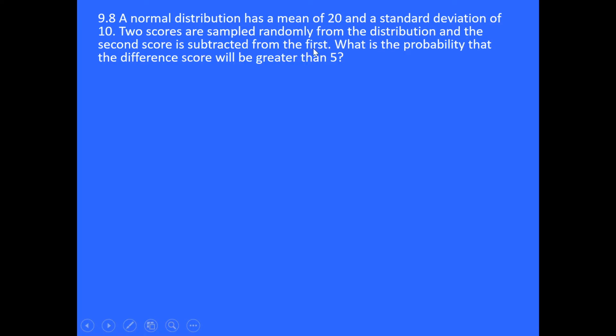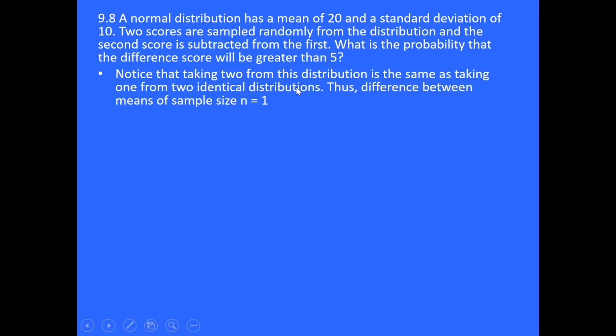So here, you should be thinking, aha, difference between means, because we're subtracting the scores. Even though it's just a sample, and it's just a single score, it's still the same sort of thing. So what is the probability that the difference will be greater than 5? All right. Okay, so notice, this is one way to think about this. Imagine instead of having one distribution with a mean of 20 and a standard deviation of 10, what if you had two identical distributions? Wouldn't that give you the same answer?